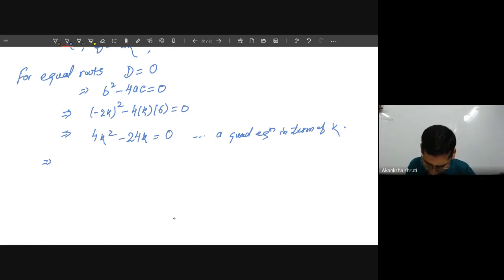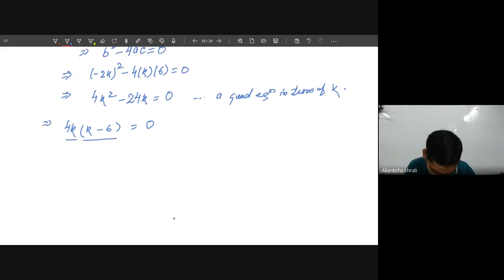k is common and 4 is also common, so 4k can be taken out, only k will be left here, then minus 6 equals 0. So these are the two factors, one is this, another is this. So the quadratic equation is split into the product of two linear factors. Since the right hand side is 0, each of the linear factors can be equated to 0. Students, can 4 be equal to 0? Can 4 be equal to 0? 4 can never be equal to 0. It is basically 3 factors: one is 4, another is k, another is this entire bracket.